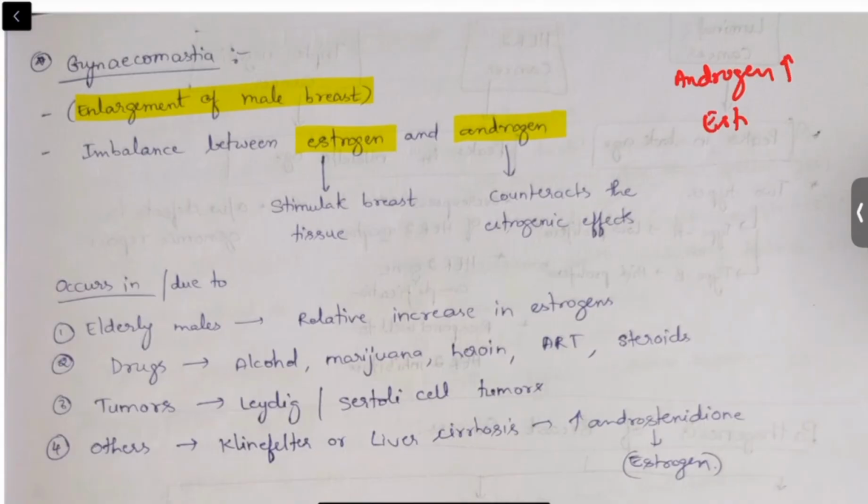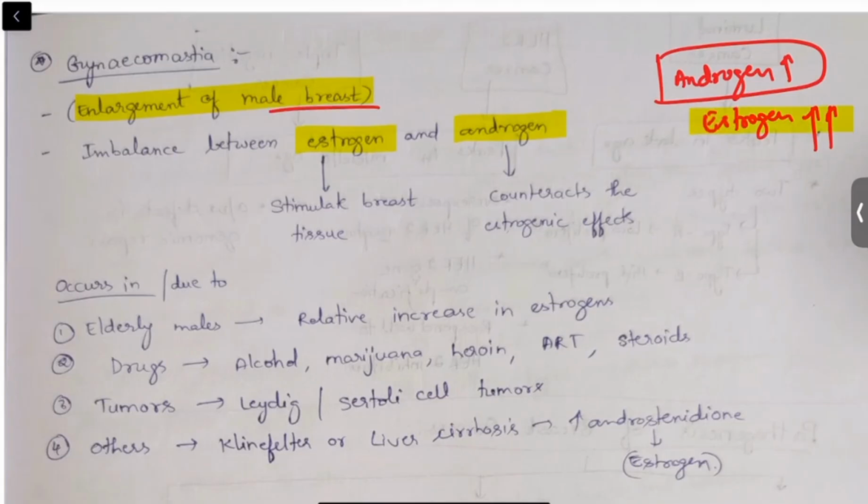If there occurs an imbalance where estrogen becomes more than androgen, then this leads to development of gynecomastia, that is enlargement of male breast. Why, if there is an increase in estrogen, should there be gynecomastia? Because estrogen is the one which stimulates the growth of the breast tissue. Because of that reason, there will be gynecomastia.